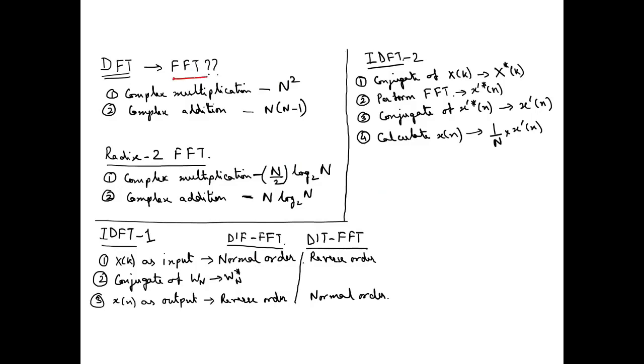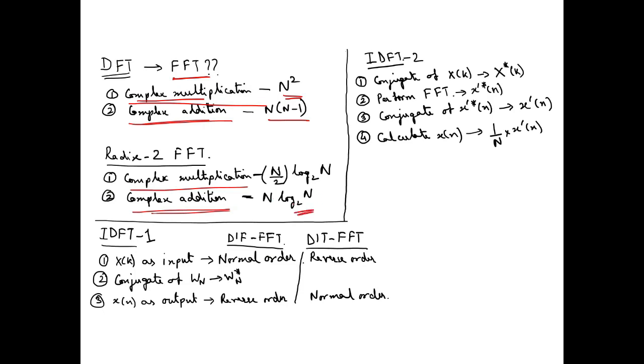Why FFT? Because in DFT there are complex multiplications which equal n square, and there are complex additions of n multiplied by n minus 1, where n is the length of the signal. However, in radix-2 FFT, the complex multiplications reduce to n by 2 log n, and complex additions reduce to n log n.